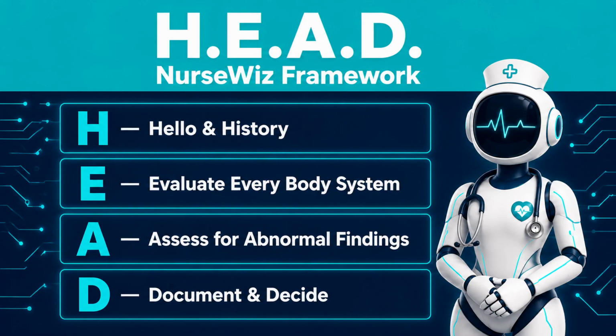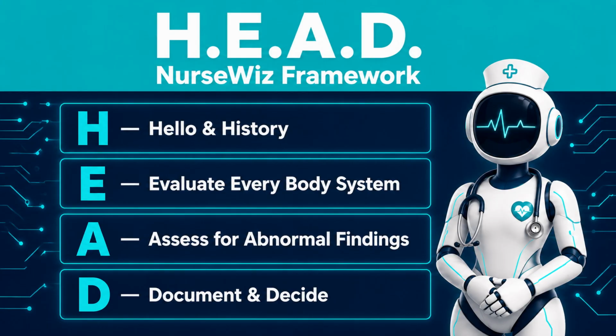H. Hello and history. Introduce yourself, verify the patient, explain what you're doing, and assess orientation and chief complaint. In the room, that sounds like your name, your role, 2 patient identifiers, 1 plain sentence about what you're about to do, and a question that lets you hear how your patient is thinking today. Ask an open question instead of a yes or no question, because the answer gives you speech, orientation, and effort all at once.